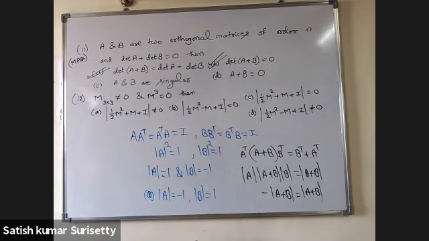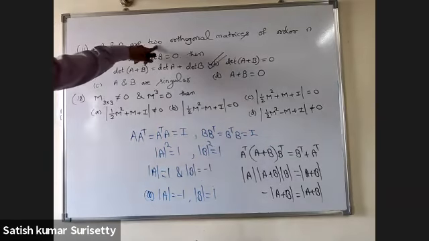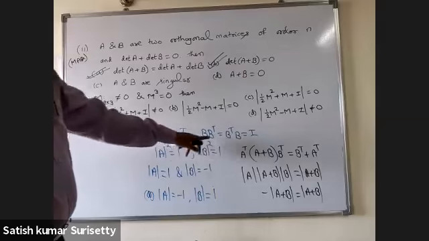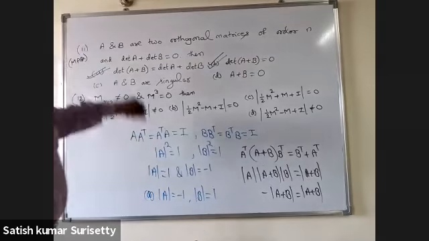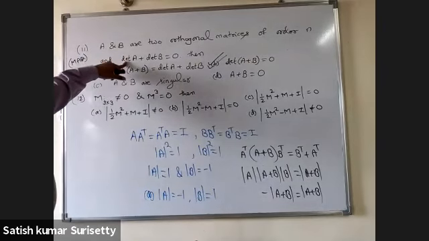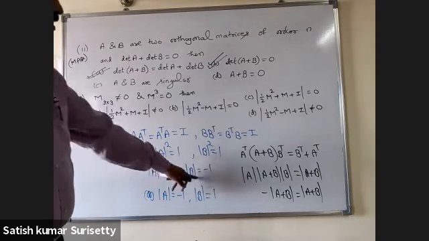Now, could you explain the second option again? Now, orthogonal means A into A transpose equal to I, B into B transpose equal to I. And from this condition, you can conclude that if one is 1, the other one must be minus 1.